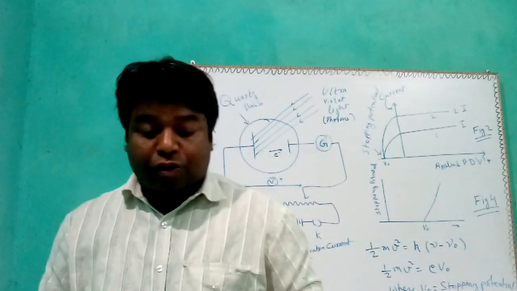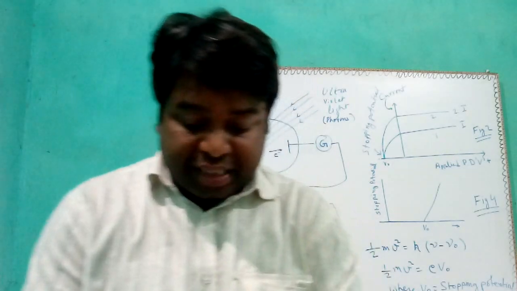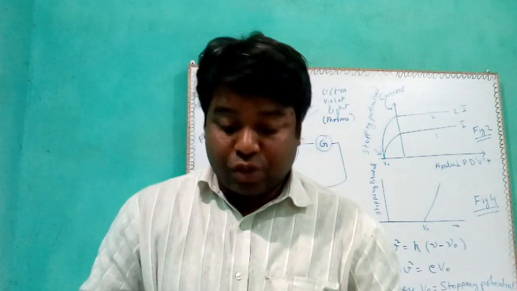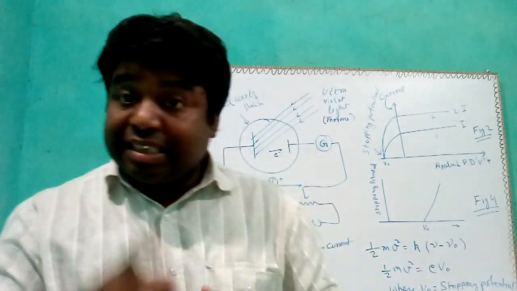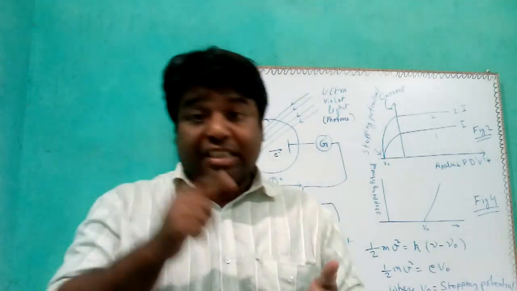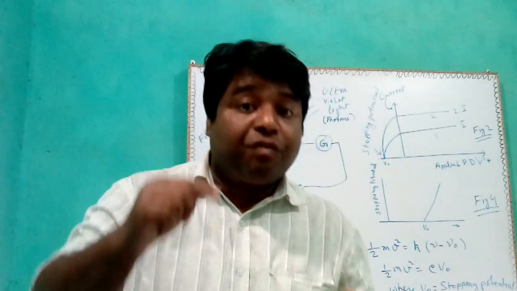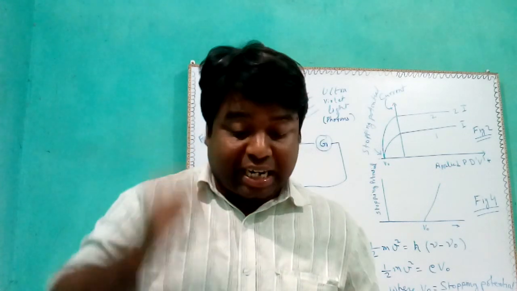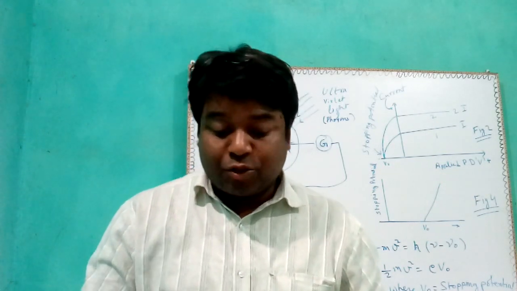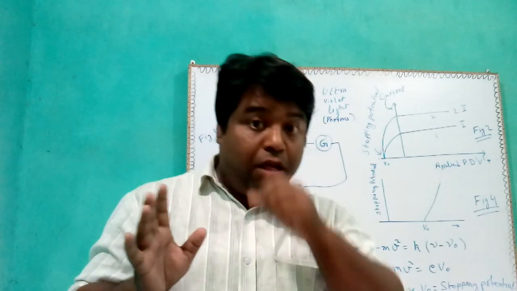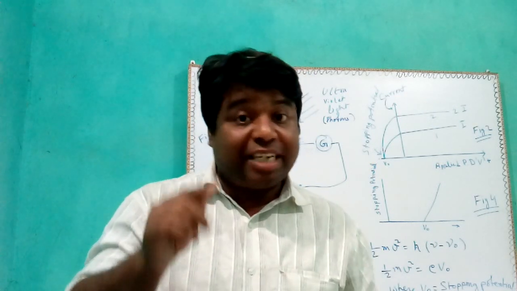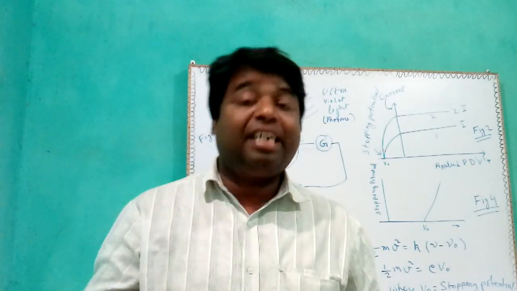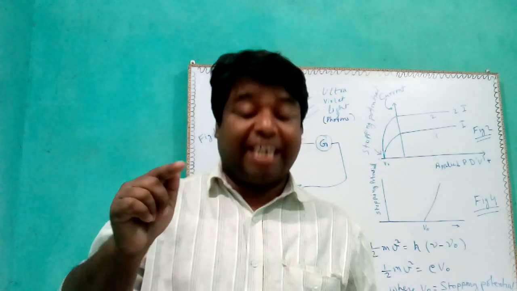The rate of photoemission is directly proportional to the intensity of the incident radiation. This means the rate of photoemission, the number of photons emitted per second, is directly proportional to the intensity of the incident radiation, which I explained. The more the intensity, the more the ejection.